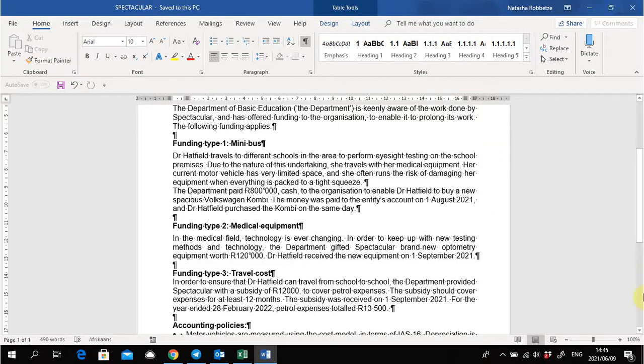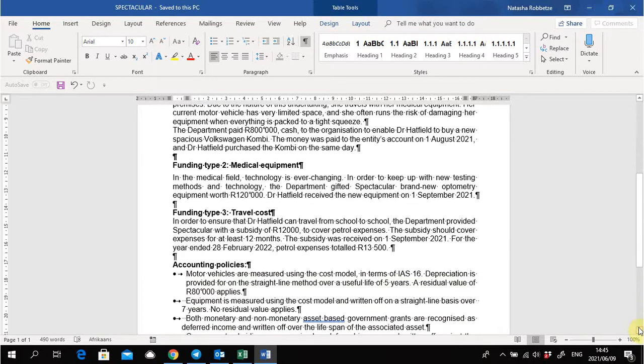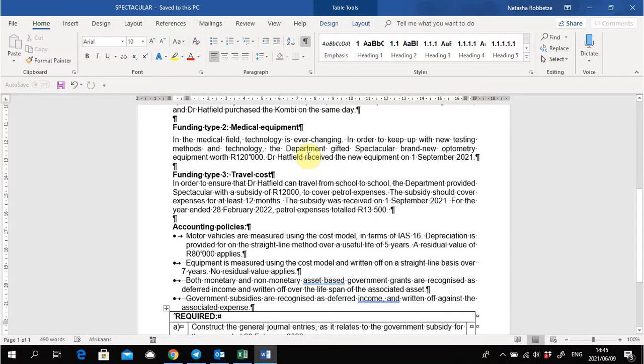Then funding type 3 is traveling cost. It says, in order to ensure that Dr. Hatfield can travel from school to school, the department provided Spectacular with a subsidy of 12,000 Rand to cover petrol expenses. The subsidy should cover expenses for at least 12 months. The subsidy was received on 1 September 2021, and for the year ended 28 February 2022, petrol expenses totaled 13,500 Rand.